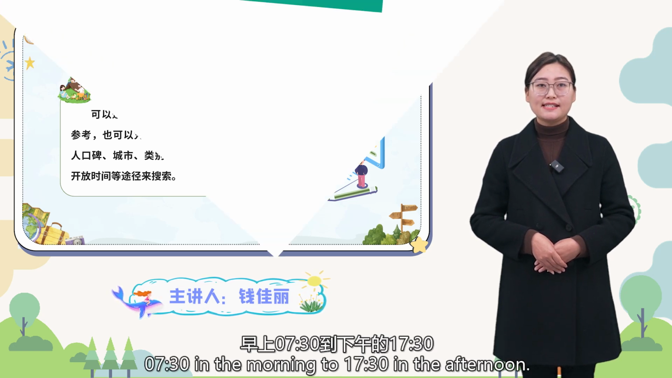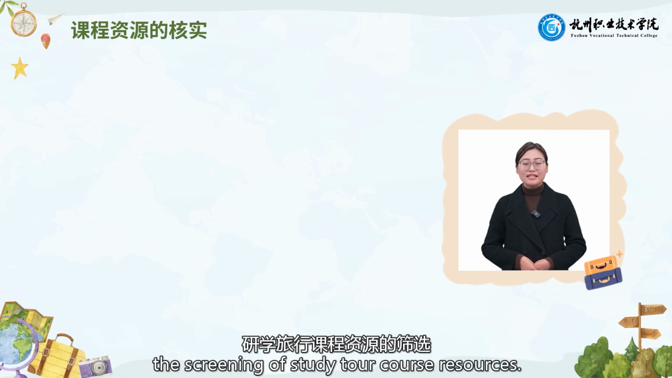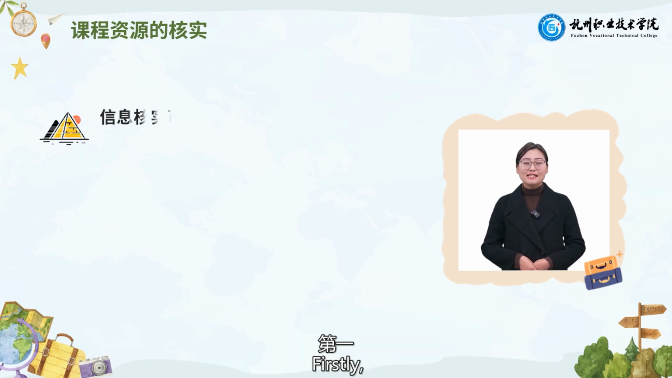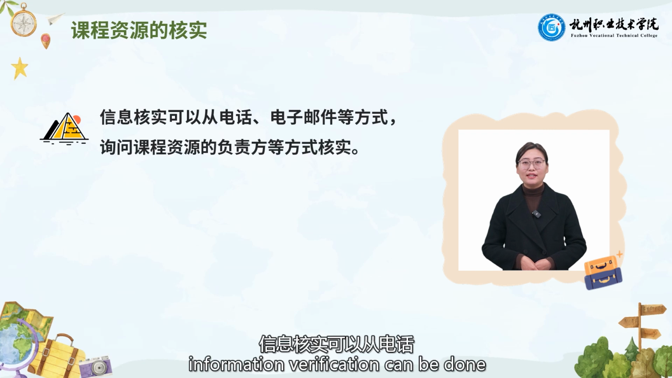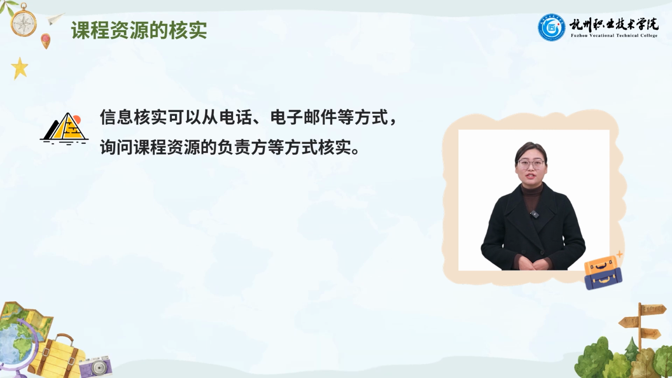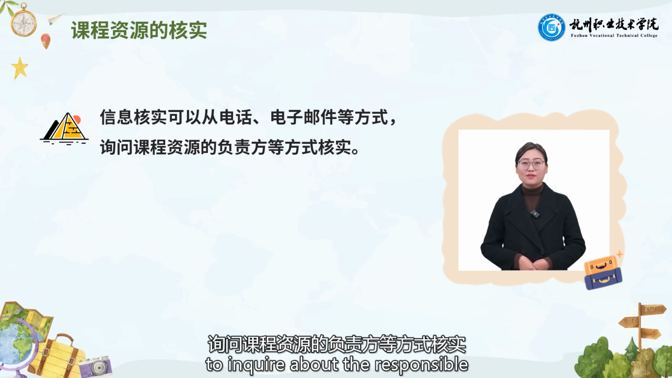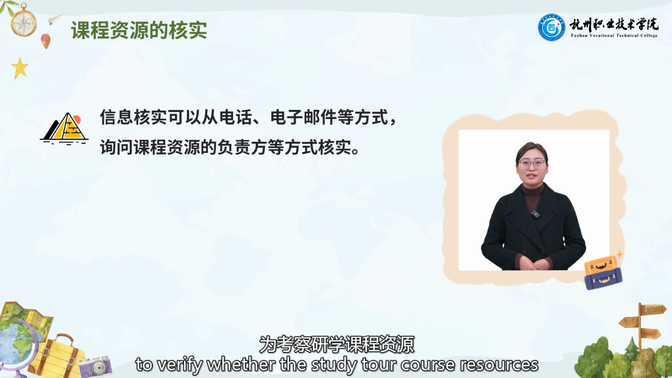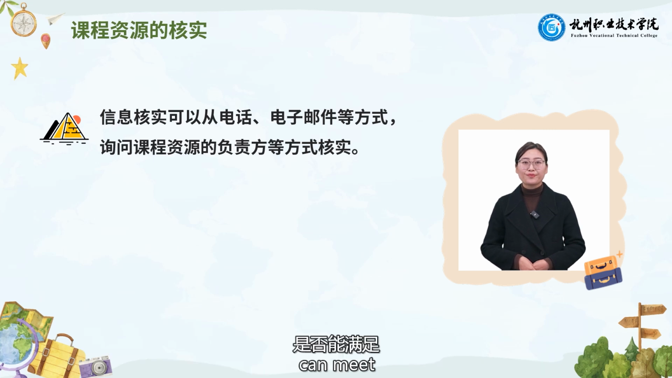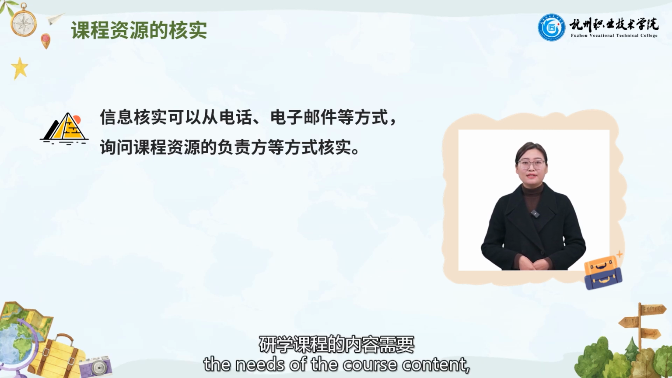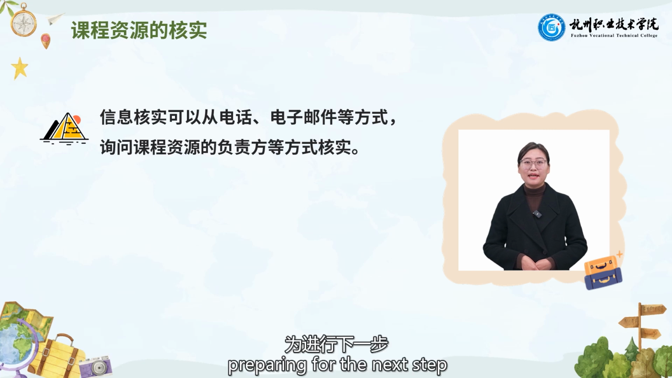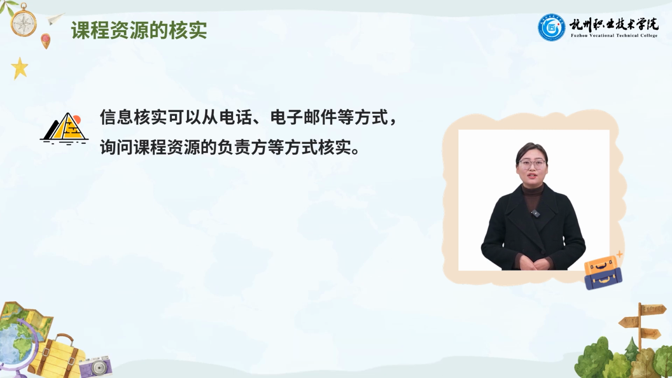Lastly, the screening of study tool course resources. Firstly, information verification can be done through methods such as phone calls, emails, etc., to inquire about the responsible party for course resources, to verify whether the study tool course resources can meet the needs of the course content, preparing for the next step of field inspection.